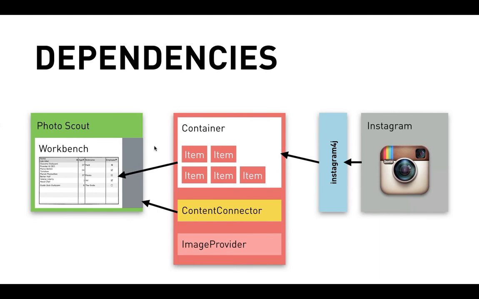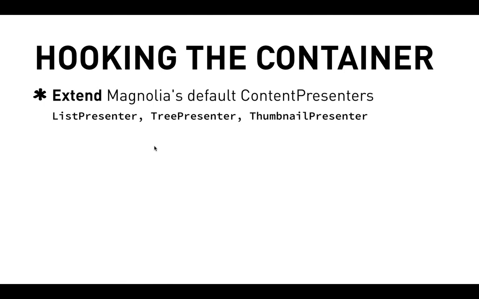Now, why this arrow is blinking is, we know how to build a container, but we haven't seen how I can plug this container to the actual tree table in Magnolia. As a plain vanilla application, it's easy. We just call set container data source. But in Magnolia, how do we do it? That's what this slide is about, hooking the container. At first, you will need to extend Magnolia's default content presenters. We have 3 or 4 of them for list presenters, tree presenters. You get a whole lot of stuff out of the box by extending them.